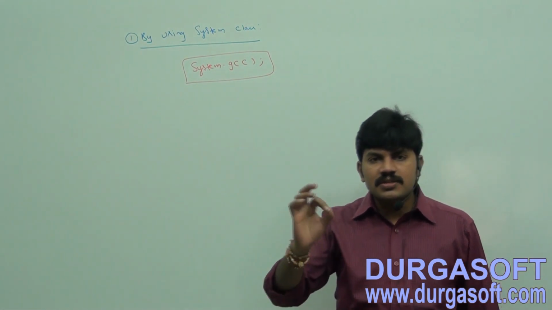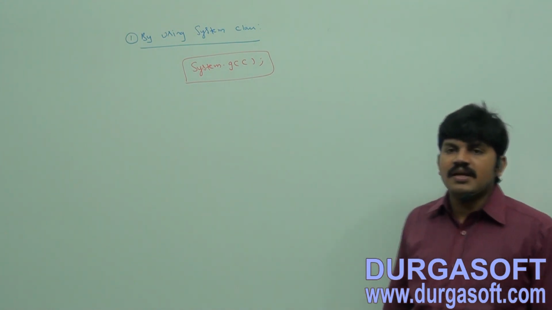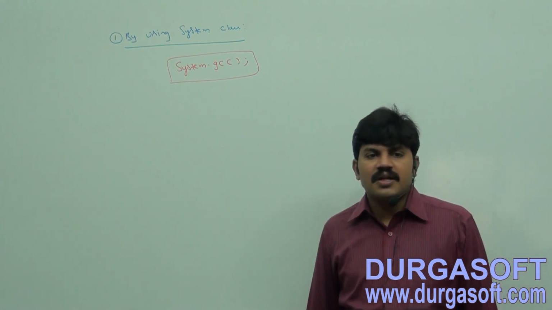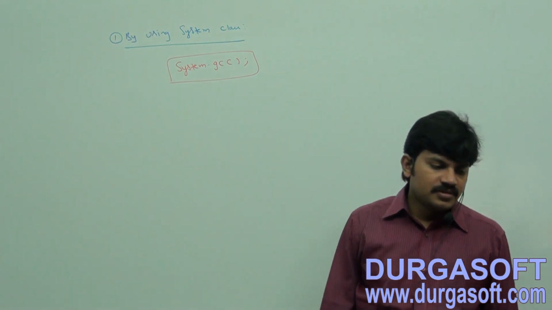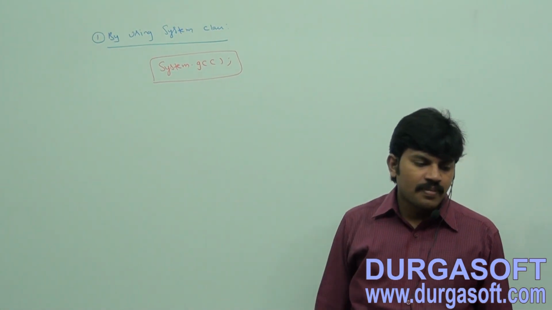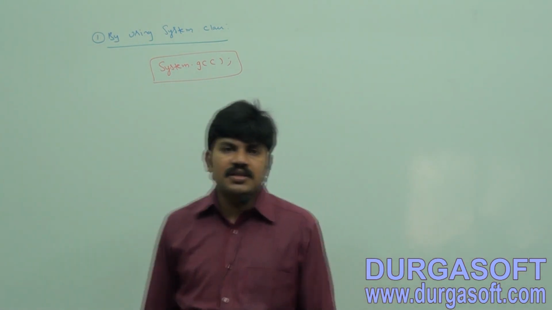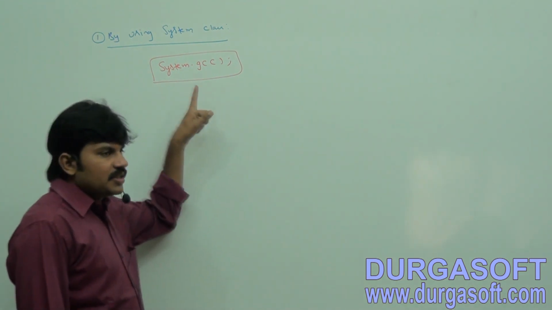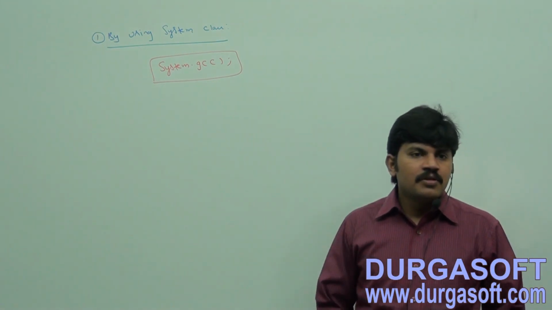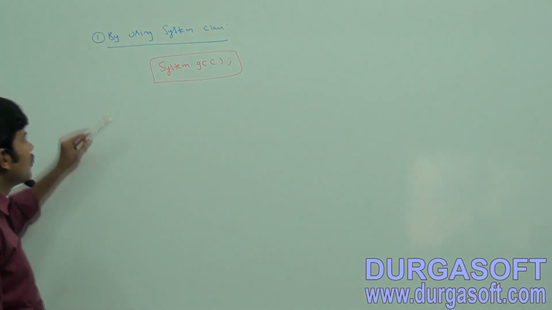Okay, add. Keep subheading: by using System class. Under that, add the point: System class contains a static method gc(), gc in lower case, for this purpose. Okay, add System.gc. This is the first way for requesting JVM to run garbage collector. I hope it is clear, right?